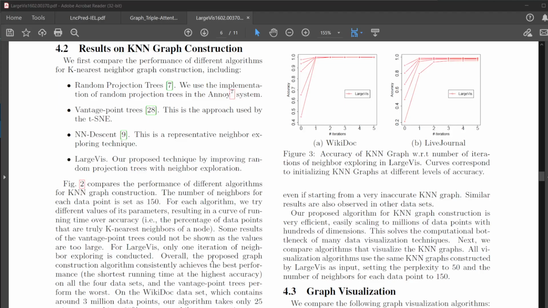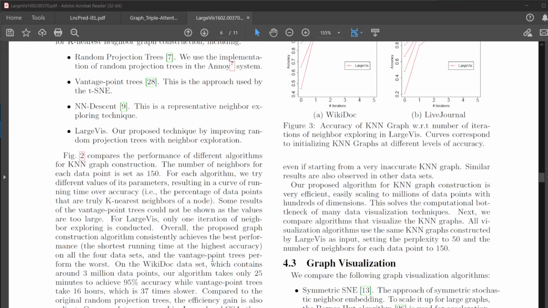For LargeVis, only one iteration of neighbor exploring is conducted. Overall, the proposed graph construction algorithm consistently achieves the best performance, the shortest running time at the highest accuracy, on all the 4 data sets, and the vantage point trees perform the worst.